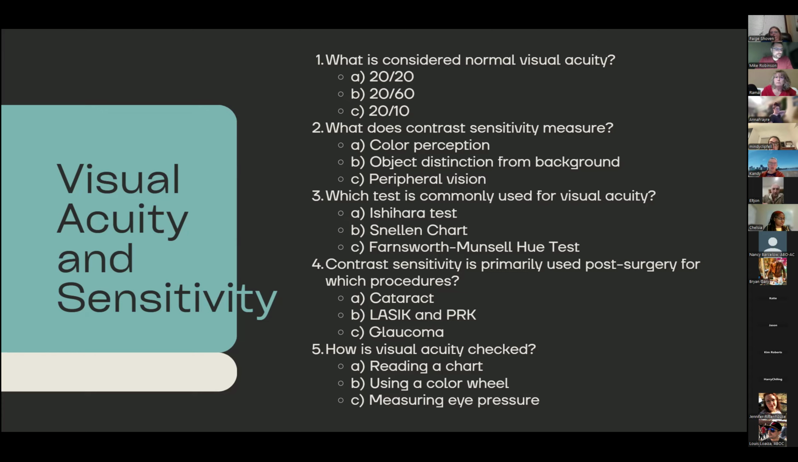Number 3, which test is commonly used for visual acuity? See, I thought I had pictures and all that kind of stuff in there of this test. How did you say that, Paige? A, the Ishihara test? Yes. B, the Snellen chart, or C, the Farnsworth-Munsell hue test? Yeah, I know I had pictures of those. I don't know where they went.